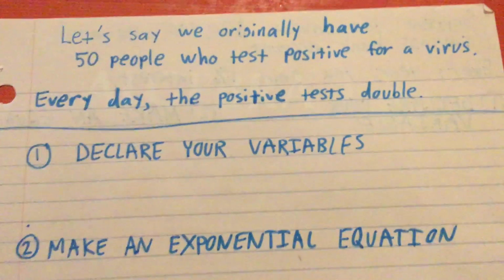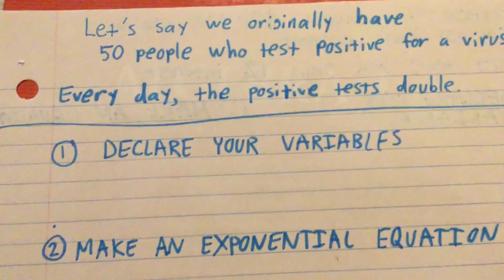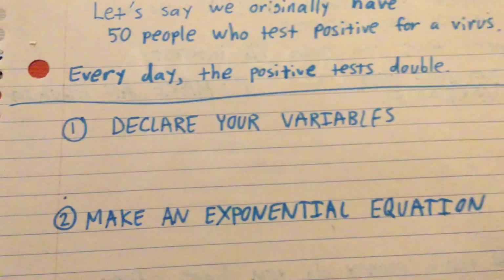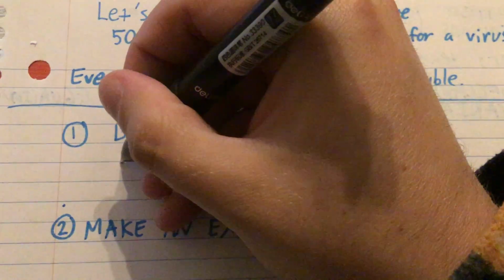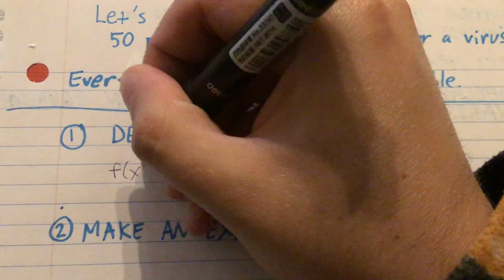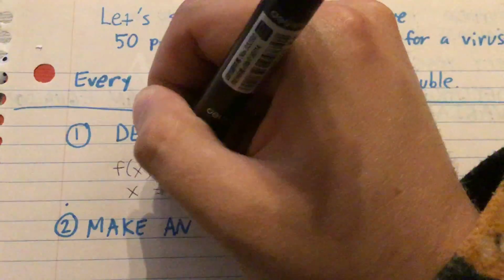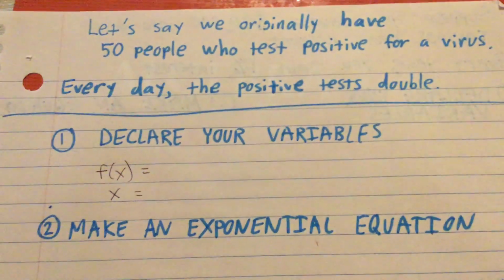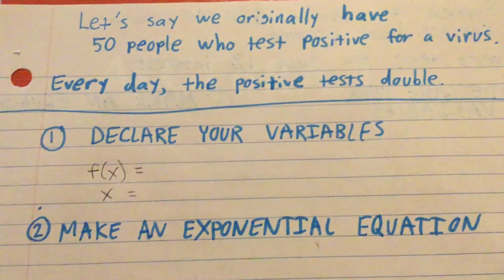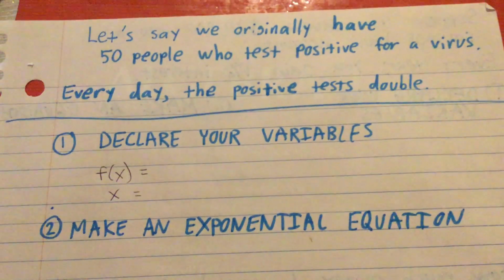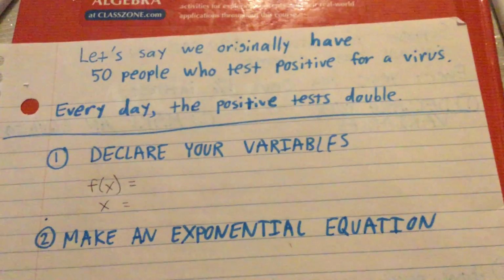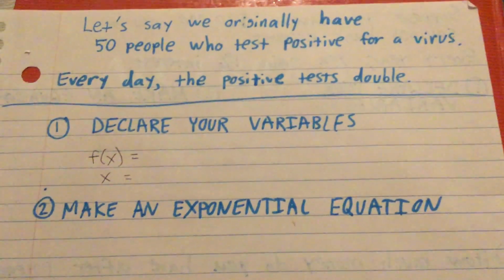With that being said, declare your variable. What that means is there is an f of x, and there is an x. Remember, f of x depends on x. If you can look at a word problem and say y depends on x, then if f of x depends on x, the dependent variable depends on the independent variable.